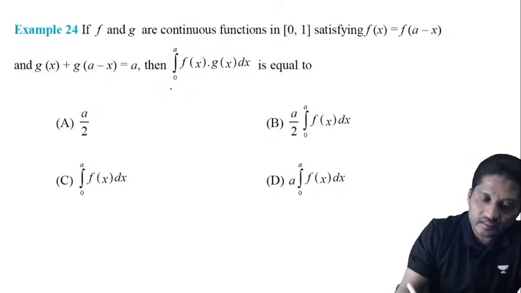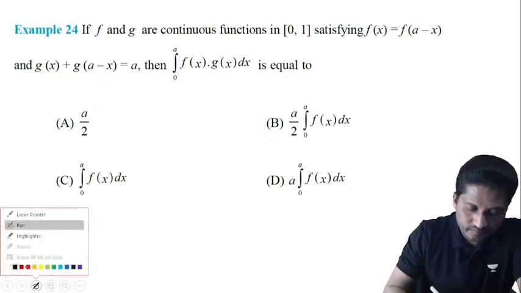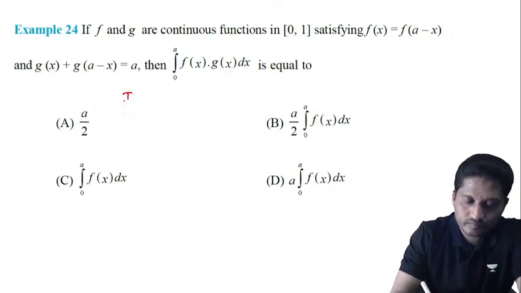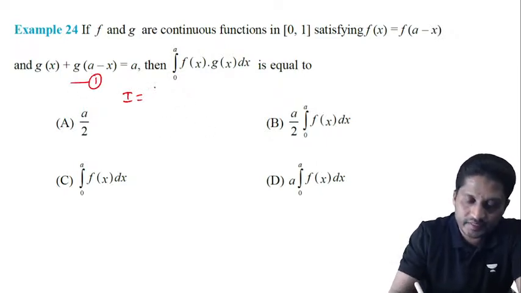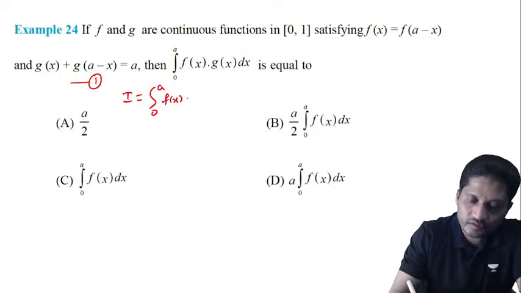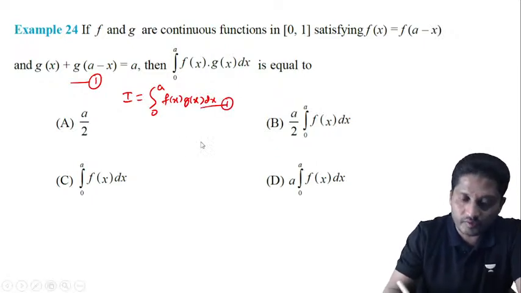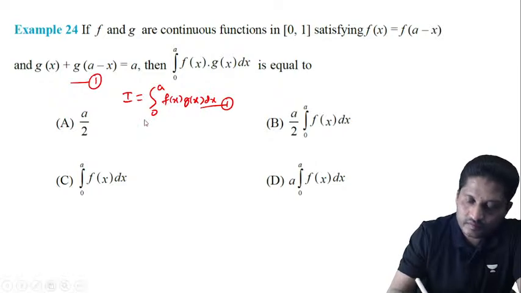See, I'll take this as I is equal to, you call equation 1. Okay, I is equal to integral from 0 to a of f of x into g of x dx. You call this as equation 1. Right, I'm going to use the property. Okay, I will use the King's property.